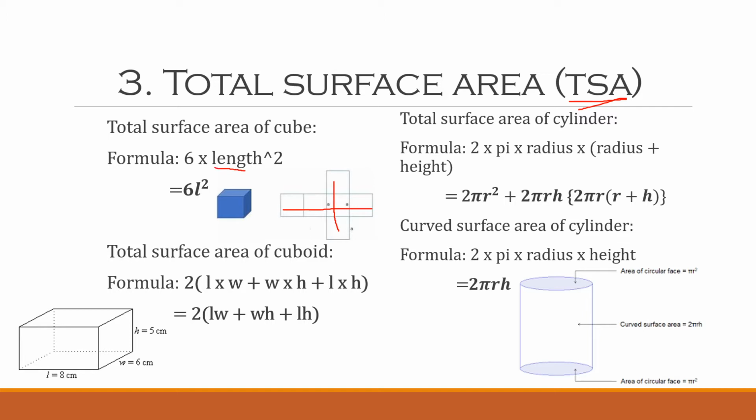Now, as we know, length squared gives us the area of a square, and we'll be multiplying the area by 6 because a cube has 6 squares. In short, you can remember this formula as 6L squared.